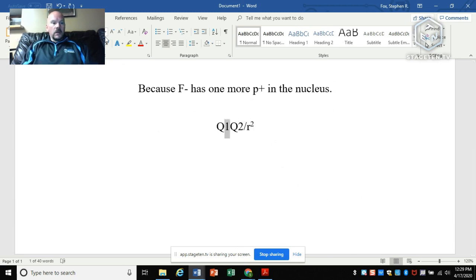So Q1 would represent one of the charges, and Q2 would be the other charge. In this case, Q1 is the charge of the nucleus, plus 9 for fluoride's case, and Q2 would be plus or minus 10, right? And it's the absolute value. So it'd be 9 times 10 versus 8 times 10 in terms of that.